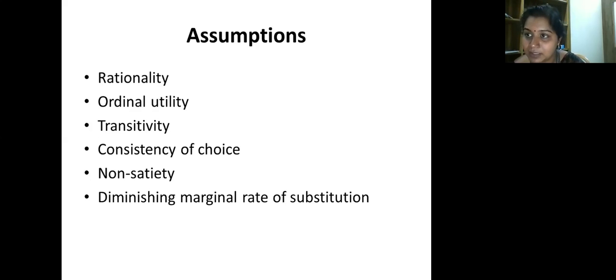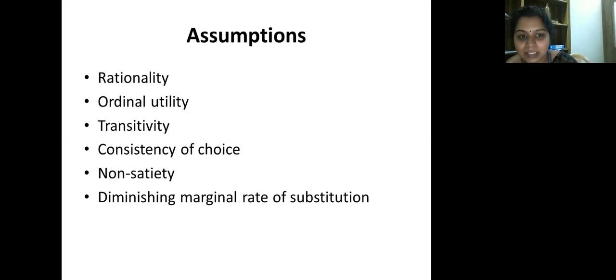That is the next assumption. What does this consistency of choice mean? Nothing but, if I'm preferring this combination, next time also I will prefer this combination. I won't change often. If you are not assuming this, then you cannot analyze this concept.